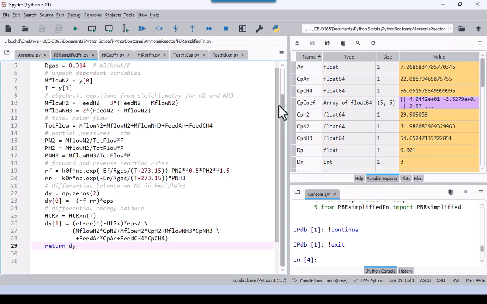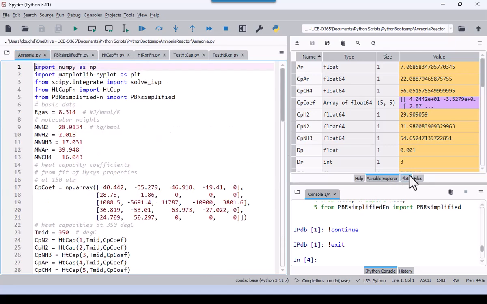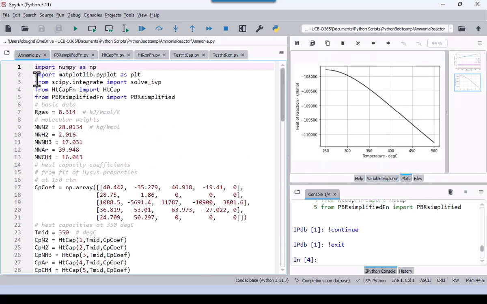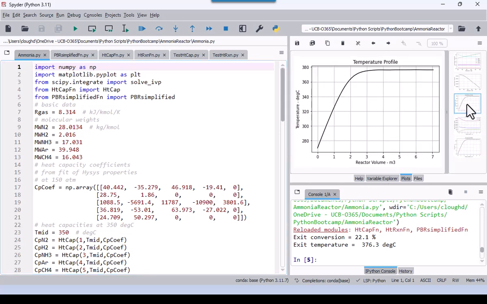And assume that I've done all the hard work to debug this, and come back, bring our plots over, and let's run the script and see what happens. Okay, so what we've got here are 3 plots. The first is a temperature profile that shows us starting at about 270 and rising quickly up to about 375 or so. Here it shows 376.3, and then flattening out.